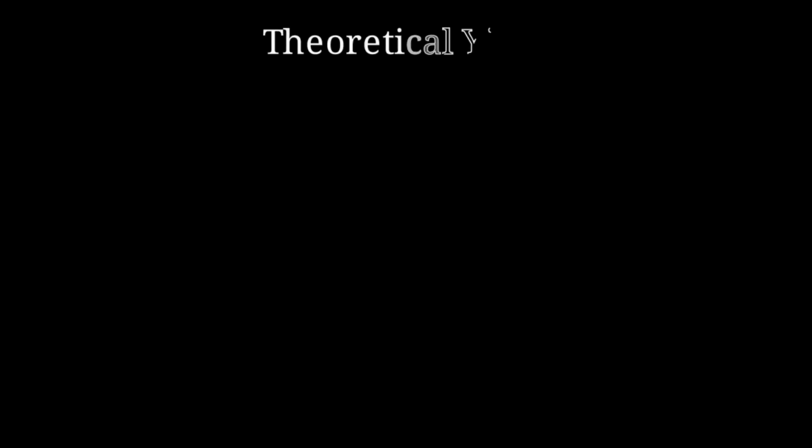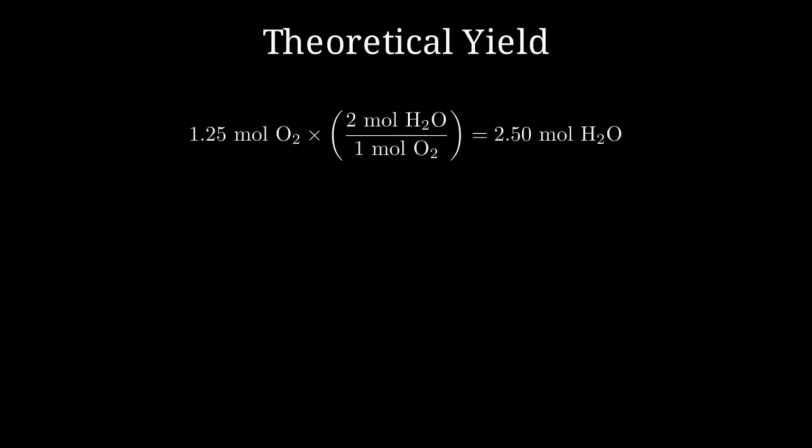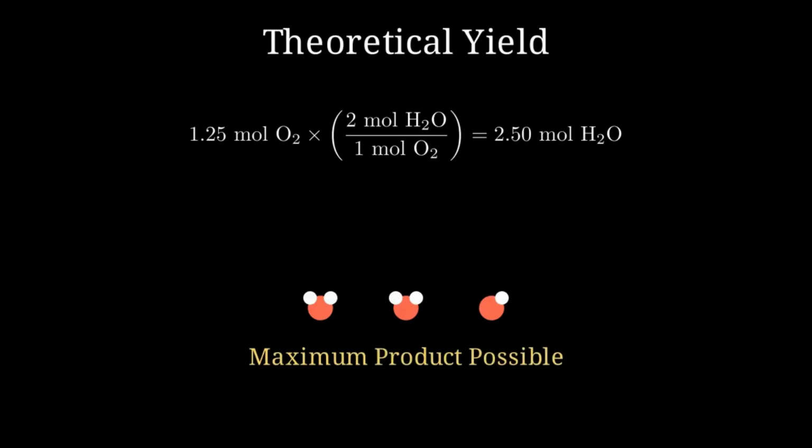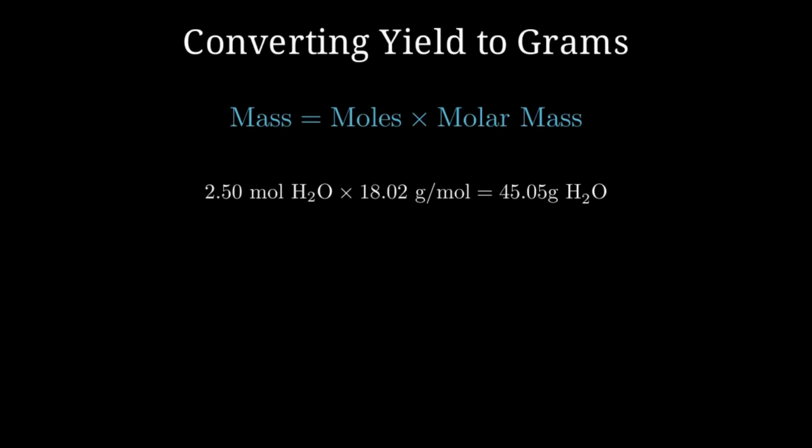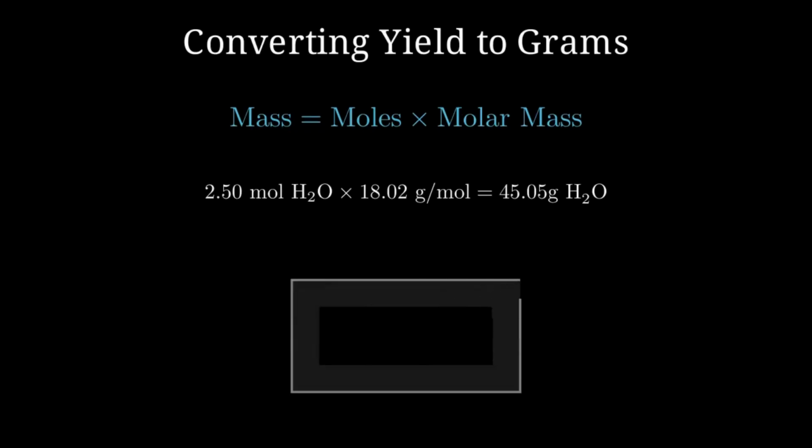The theoretical yield is the maximum amount of product that can be produced. It is always calculated based on the limiting reagent. Here, our 1.25 moles of oxygen can produce 2.5 moles of water. To find the mass of our product, we multiply the theoretical moles by the molar mass of water. This tells us that, ideally, this reaction should produce 45.05 grams of water.